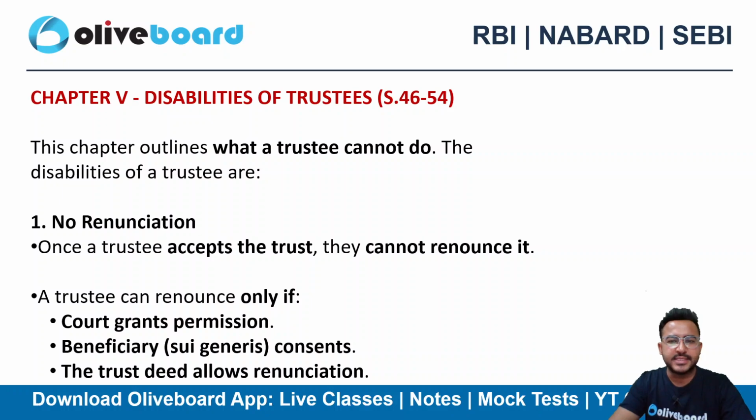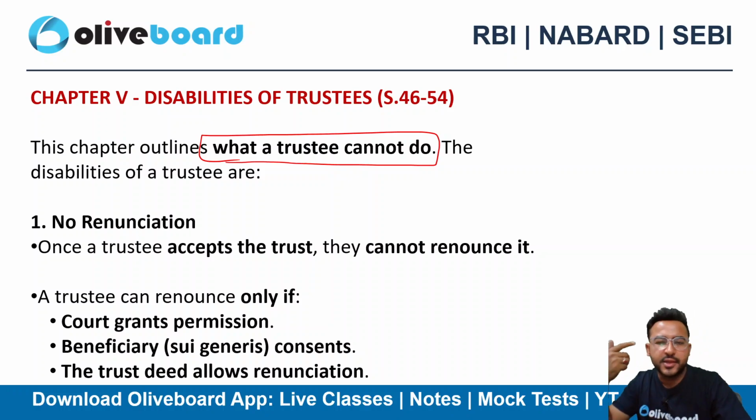Next, disabilities of the trustee. So this chapter basically discusses what a trustee cannot do. अभी तक हमने डिस्कस किया क्या क्या ड्यूटीज है ट्रस्टी की, what are the rights. In this particular chapter it states that ट्रस्टी क्या नहीं कर सकता है.